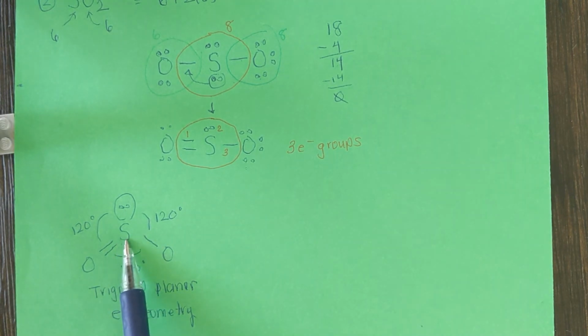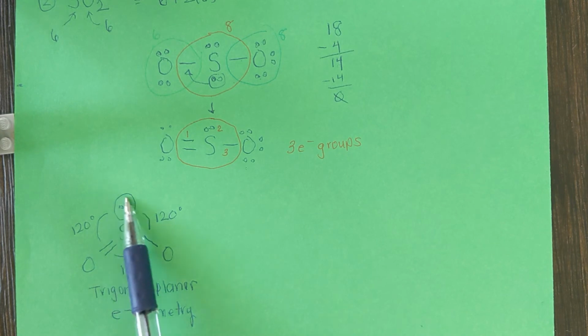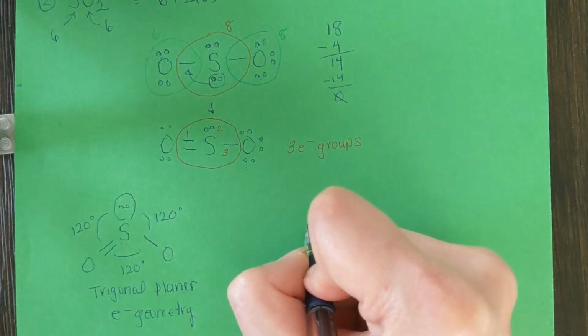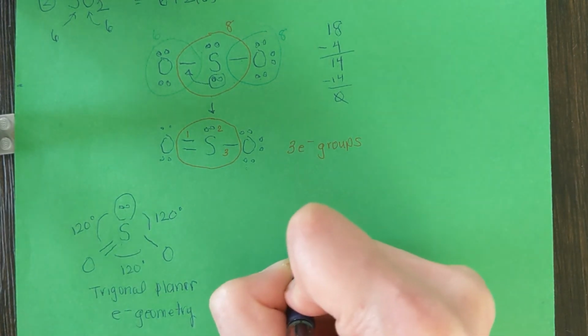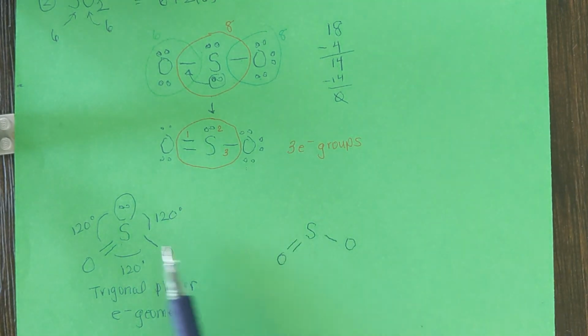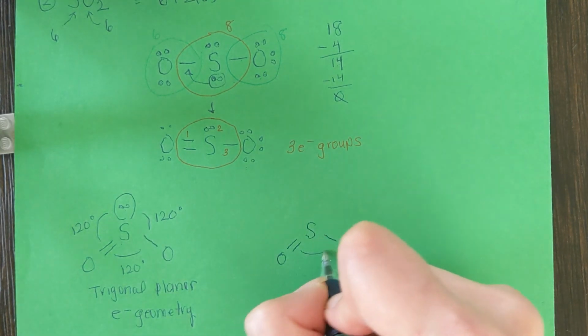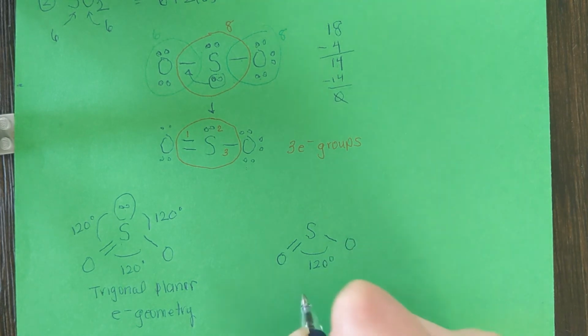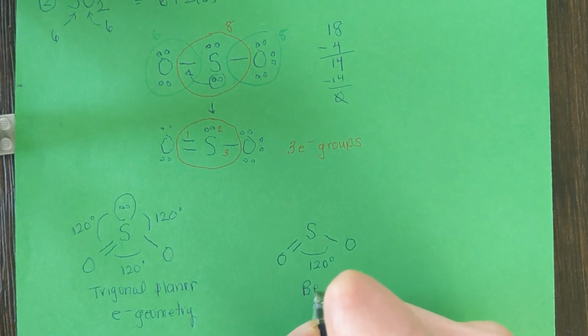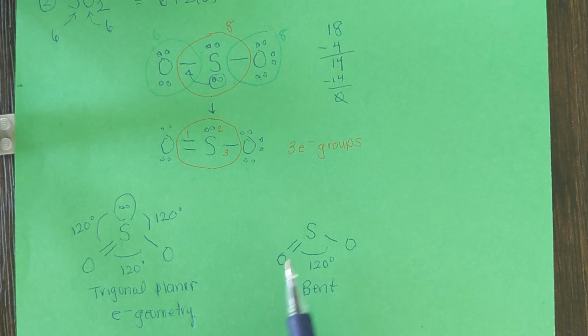Okay, so the next question asks, what is the molecular geometry? So I'm going to take this shape, I'm going to draw it exactly the same, but I'm going to leave this lone pair off. So I'll have my S, my O, and my O. Everything about it is the same, but I'm going to leave this off. So now I've taken the lone pair out, and I'm just looking at the bonds. So I still have about 120 degrees here, and this shape is called bent. So when we have the 1, 2, 3 electron groups where one of them is a lone pair, we get the bent shape.